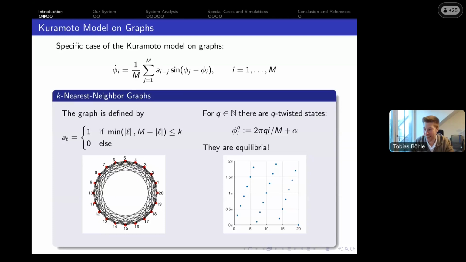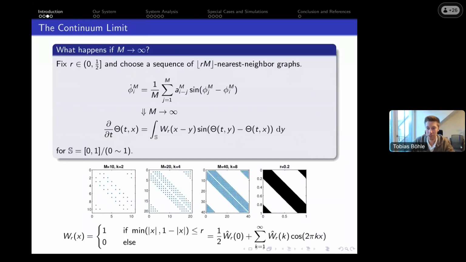Okay, then I can maybe continue. If you have a dynamical system and you have equilibria, so these are all equilibria, then the natural next step is that you want to look at the stability of these equilibria. But it turns out that calculating the stability of these equilibria is not that easy. And so what one usually does is one considers the continuum limit as m goes to infinity. So that's what we do next.